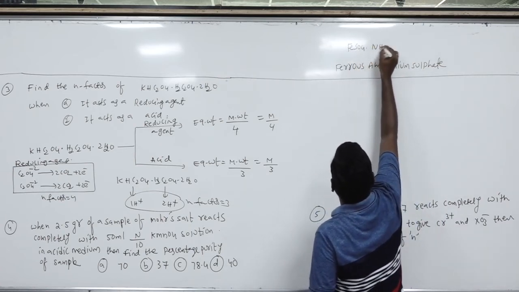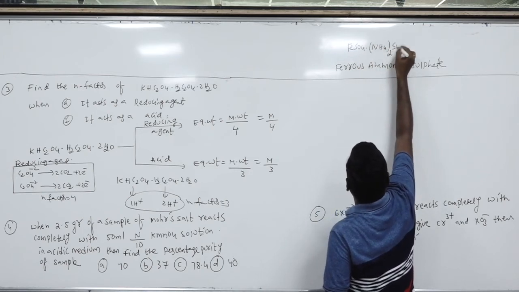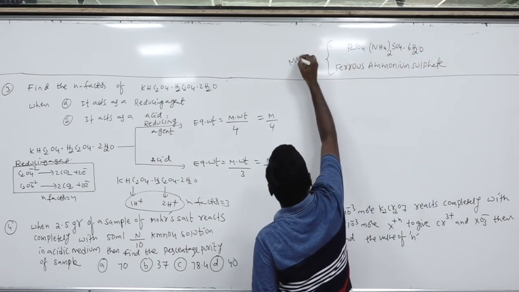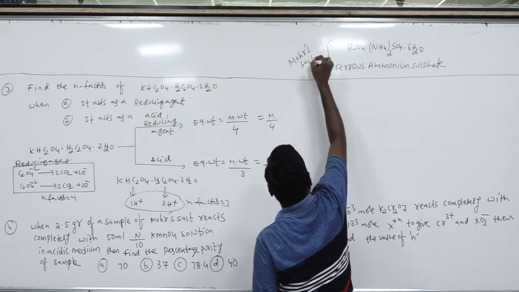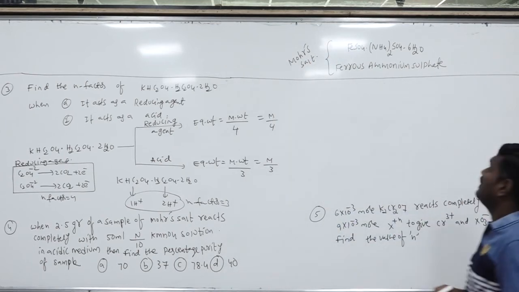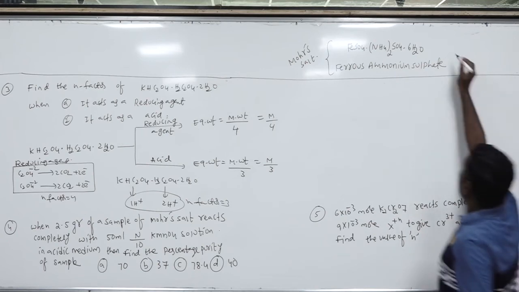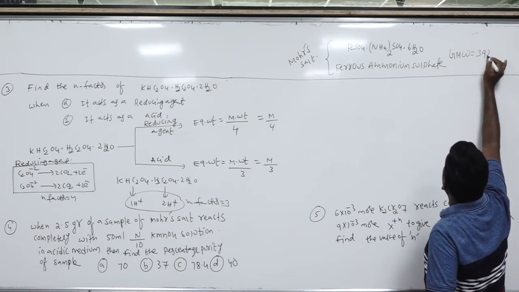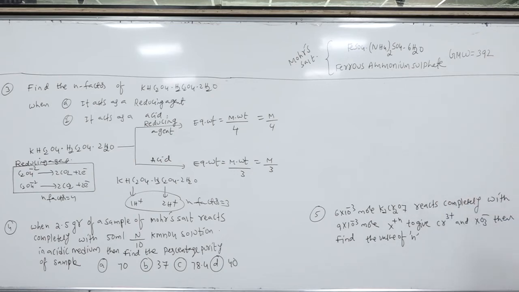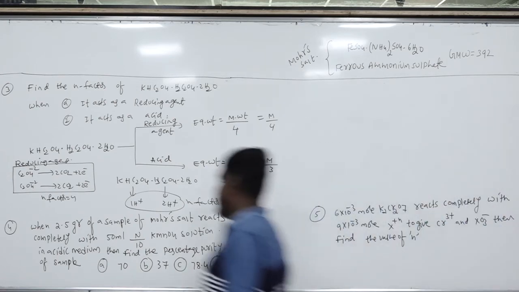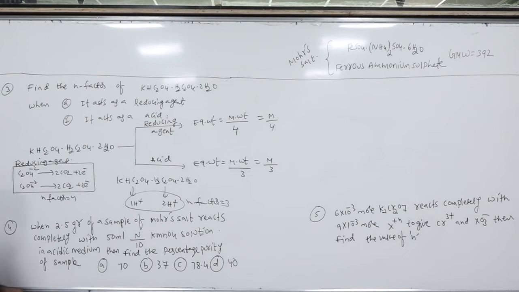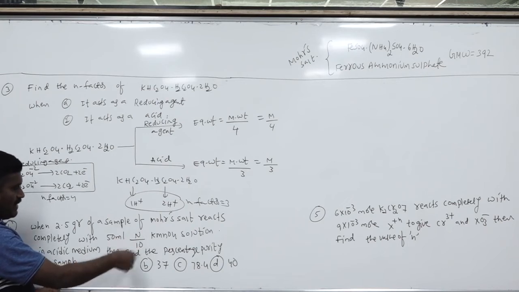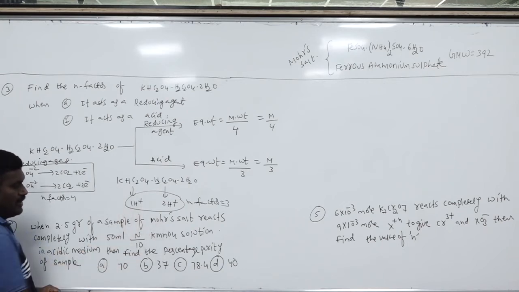FeSO4, (NH4)2SO4, 6H2O. This is called Mohr's salt. In the market, ferrous ammonium sulfate is referred to as Mohr's salt, whose gram molecular weight is 392 per mole. This is very important. Now come to the same concept. First of all, find the mass of Mohr's salt exactly required for the reaction of 50 ml of 1 by 10 normal KMnO4.